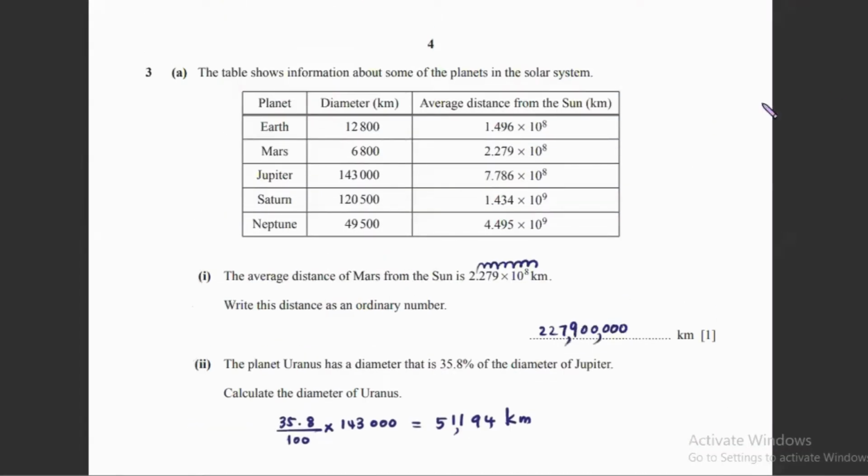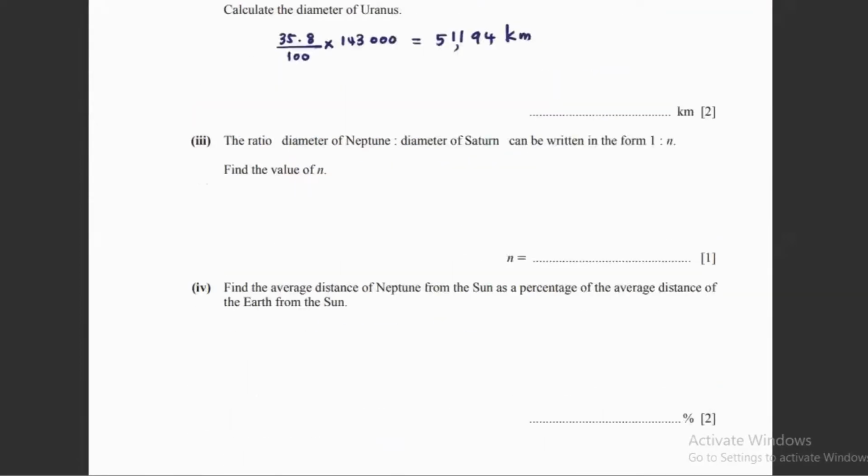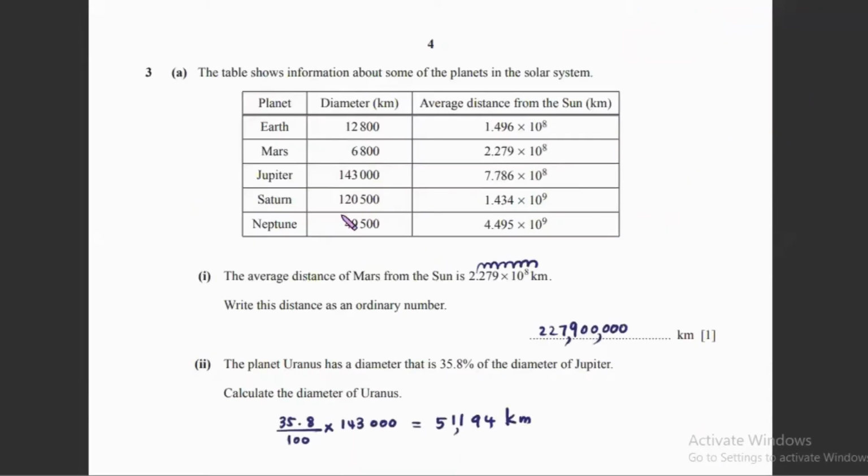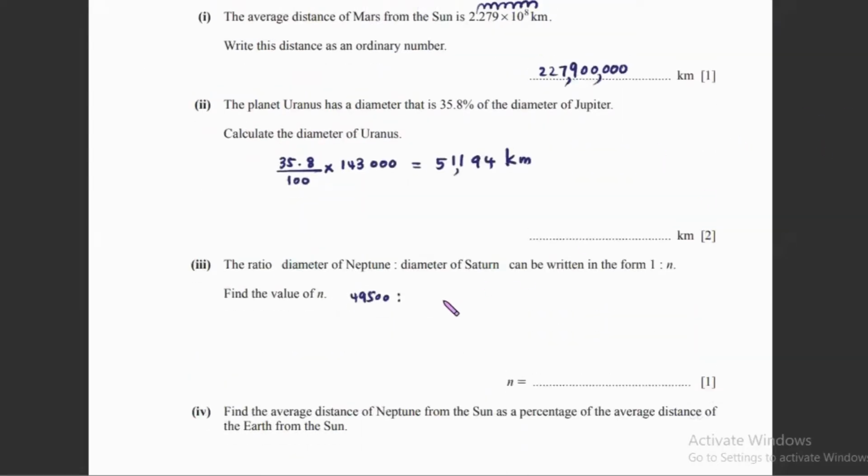The diameter of Neptune is given to us as 49,500. So I'm going to write it here, 49,500. The diameter of Saturn is given to us as 120,500. So 120,500 is what's given. And we need to write it in the form 1 to n.